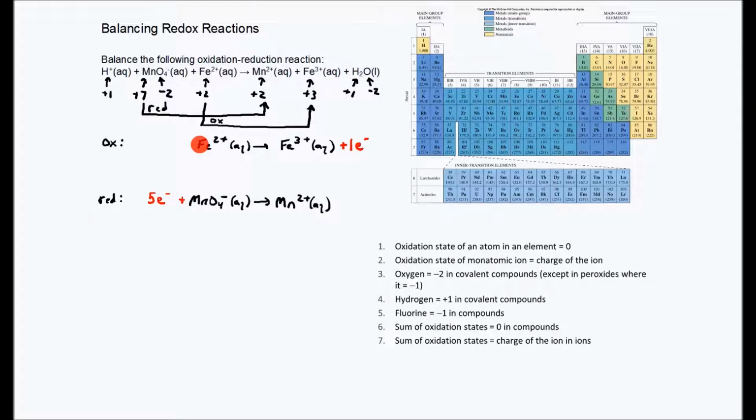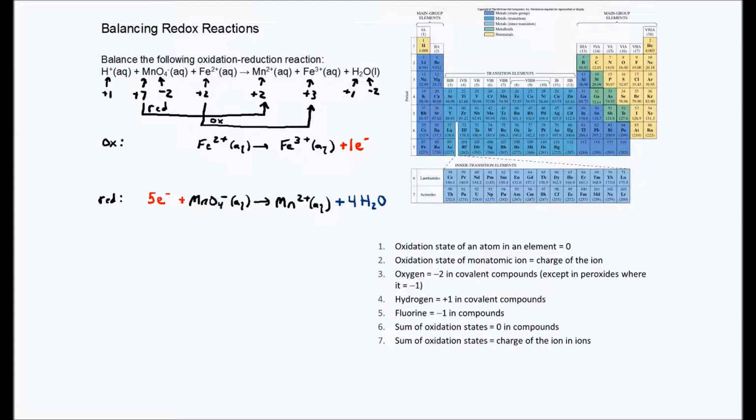There I go. Now, next step is to balance out oxygen. No oxygens in the oxidation reaction, but I have one set here in the reduction reaction. I've got 4 oxygens on the left. I need 4 oxygens on the right, so I'm going to put in 4 waters on the right to make 4 oxygens on the left, 4 oxygens on the right.